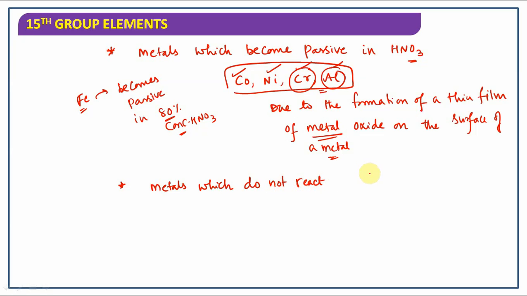And now, metals which do not react. What are the metals which do not react, children? Platinum, gold, iridium (Ir), rhodium (Rh). They do not react with nitric acid, but they dissolve in aqua regia.